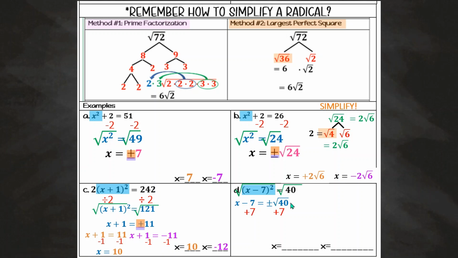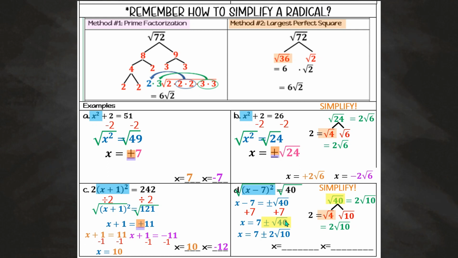So I would have to add 7 to both sides, and there I have x is equal to 7 plus or minus the square root of 40. However, now I need to simplify that radical. So the square root of 40 can be broken into the factors 4 and 10. And I remember from previously, the square root of 4 is equal to 2. And so I can't simplify the square root of 10, so I have 2 square roots of 10.